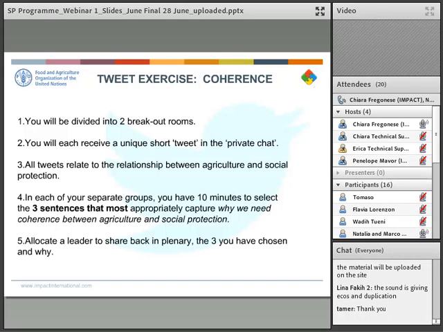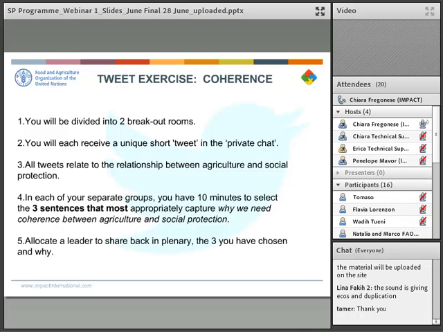Once there, I will be with one group, Penelope will be with another group. You will receive via chat, so look at your chat, a unique short tweet, which will relate to the relationship between agriculture and social protection. They are all different. Nothing's wrong, nothing's right. It's really just to let emerge all the diversity that Marco has just shown, and all the multifactorial interaction that you have within the social protection team.